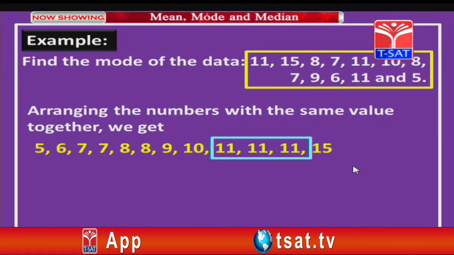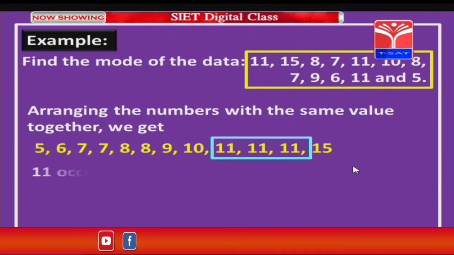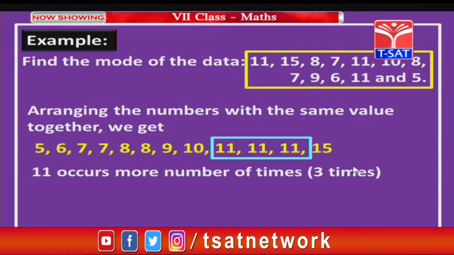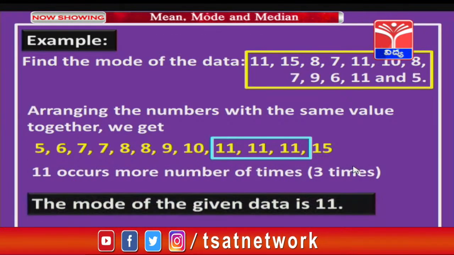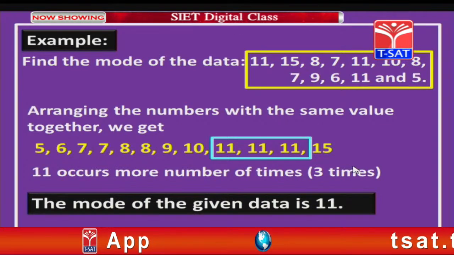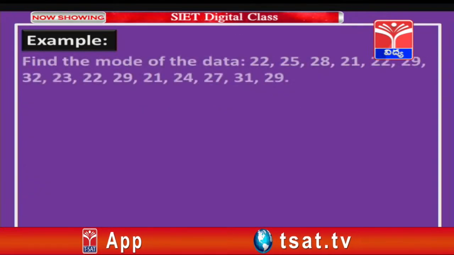Right, 11 is repeated more number of times. How many times is it repeated, children? Yes, it is repeated 3 times. So, this number 11 is called the mode of the data, because it is repeated more number of times. So, take a look at another example shown here.